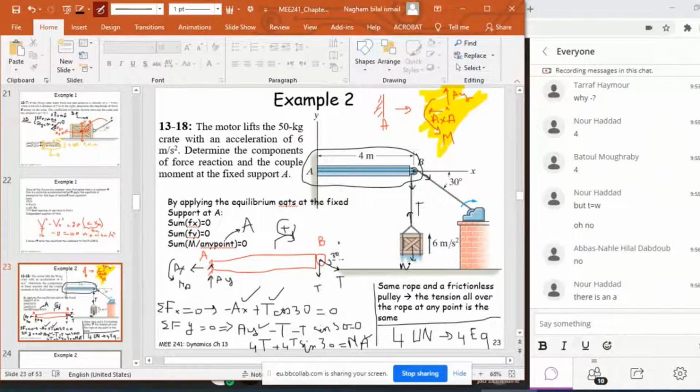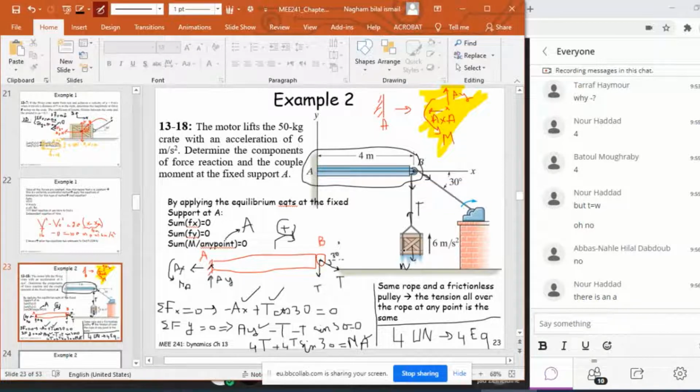No, guys. It is true if I am in statics. Now, I am in dynamics here, guys. And this crate here is moving, and it has an acceleration of 6 meters per second squared, which means W is never equal to T.